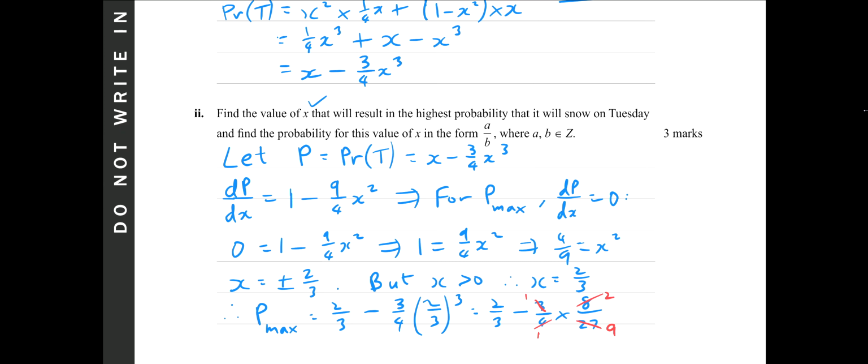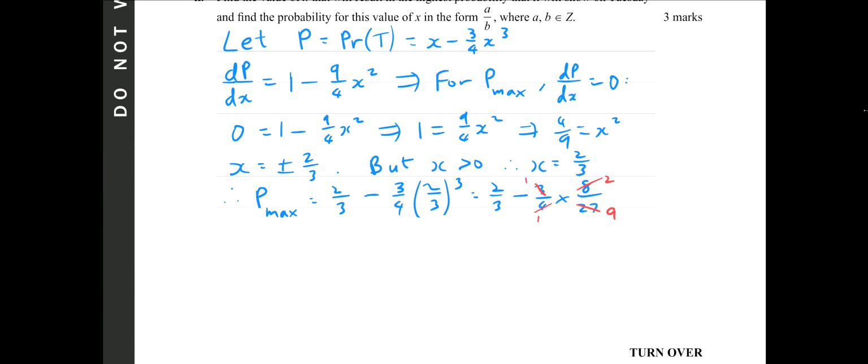So what we're left with is 2/3 minus 1 times 2 is 2 over 9. 2/3 minus 2 over 9 is basically times by 3, so it's 6 over 9 minus 2 over 9, which is 4 over 9. So now, given there's a lot going into this question, I'm just going to quickly highlight our answers. So the x value they were after is x equals 2/3, and the probability for this value, the p max value, is 4 over 9. So I'll just highlight, p max, and that is equal to 4 over 9.